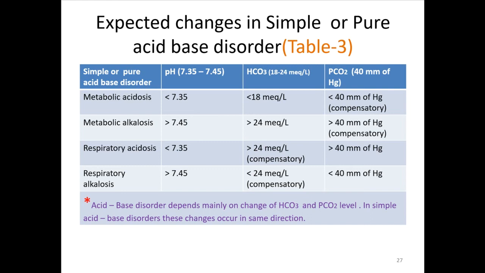Respiratory acidosis: 7.35, 24 mEq/L, compensatory, 40 mmHg. Respiratory alkalosis: 7.45, 24 mEq/L, compensatory, 40 mmHg. Acid-base disorder depends mainly on the change of HCO3 and PCO2 level. In simple acid-base disorders these changes occur in the same direction.